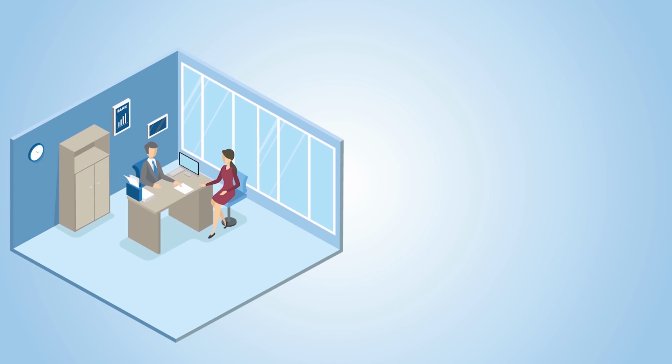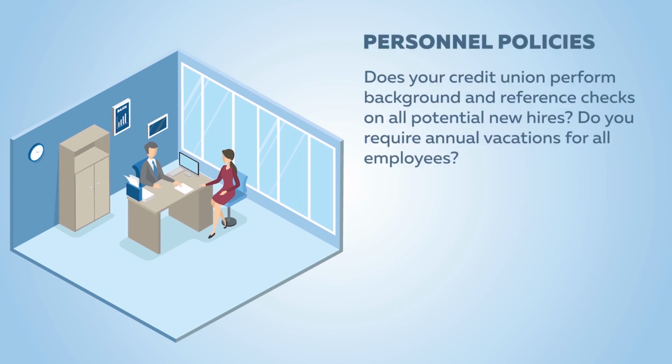The final internal control we will discuss is effective personnel policies. Does your credit union perform background and reference checks on all potential new hires? Do you require annual vacations for all employees? These are just some of the personnel policies you can implement as an internal control.